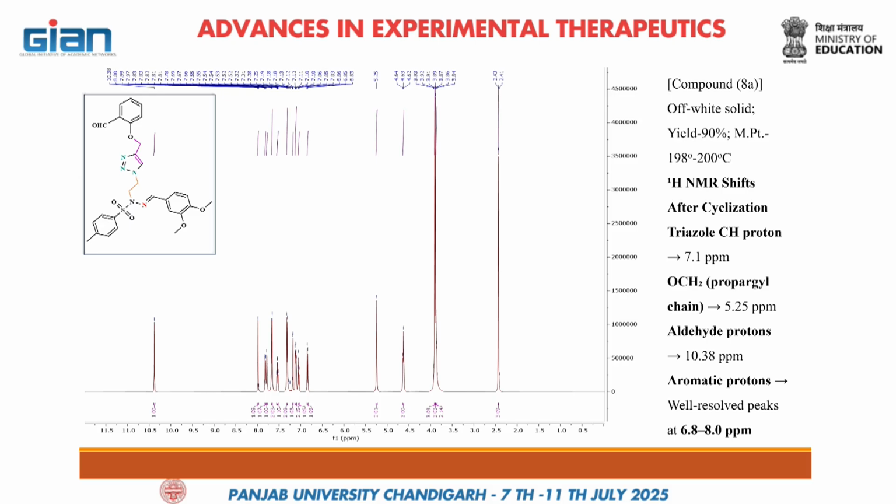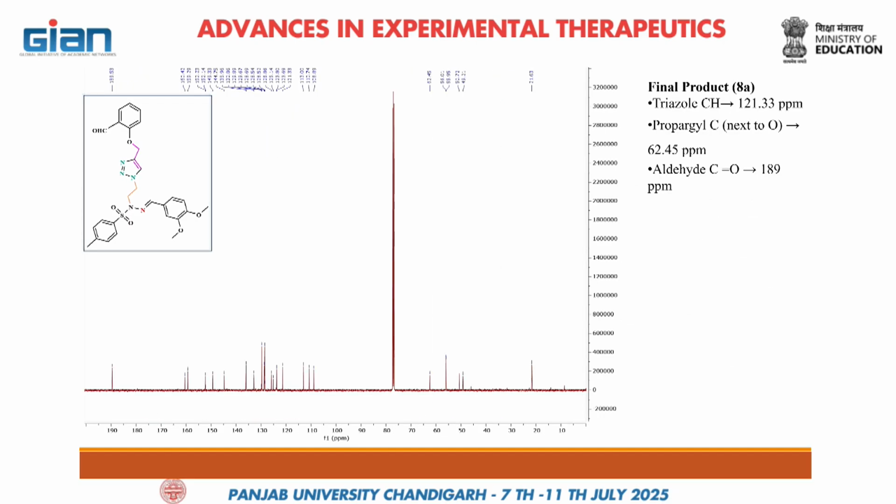Then compound 8A was an off-white solid, obtained in 90% yield, and in 1H NMR, after cyclization of the triazole ring, the CH proton appeared at 7.1 ppm. The OCH2 group that represents the propargyl chain gives a peak at 5.25 ppm, and the aldehyde proton appeared at 10.38 ppm. Aromatic protons give well-resolved peaks in the region from 6.8 to 8 ppm.